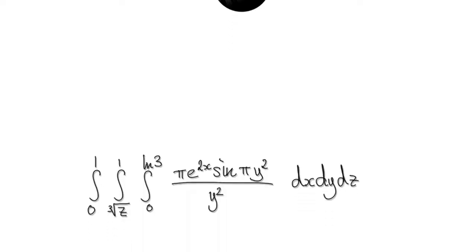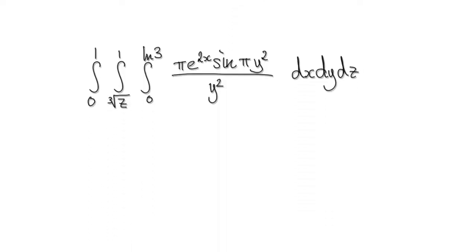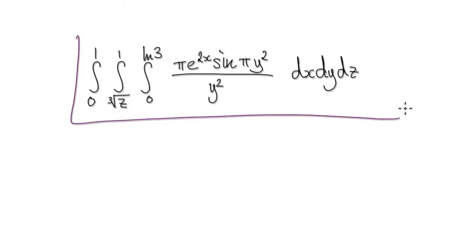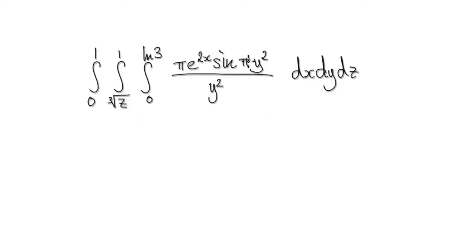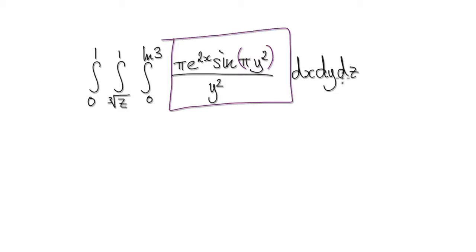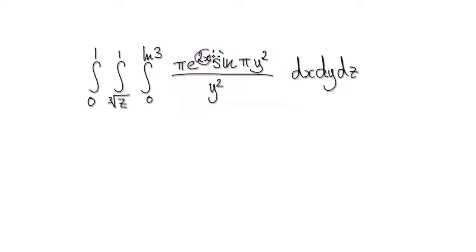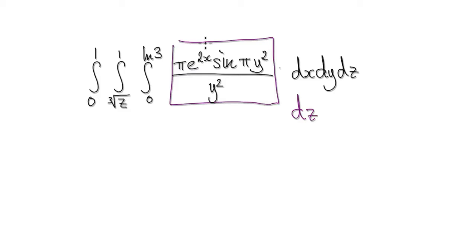In this video, we're going to change the order of integration in order to evaluate this triple integral. Looking at this, you don't really want to integrate with respect to y first, because you've got y squared and y squared. X is relatively easy to integrate, but if you do it with respect to dz first, then you can treat this whole block as a constant.